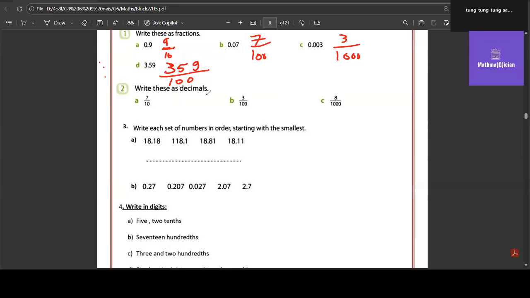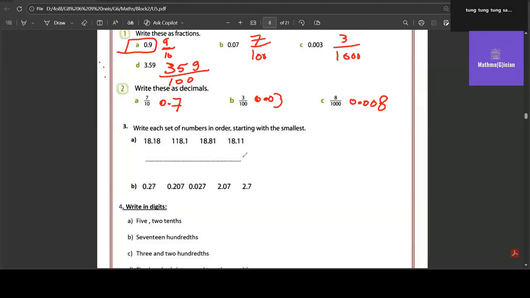Okay, write these as decimals. 7 over 10, which is 0.7, because that's 7 in the tenth place, 7 parts out of 10 whole. 3 over 100, which is 0.03, 3 parts out of 100 whole. 8 over 1,000, which is 0.008, that's 8 thousandths, 8 out of 1,000 whole.